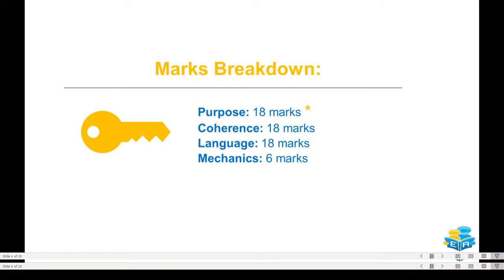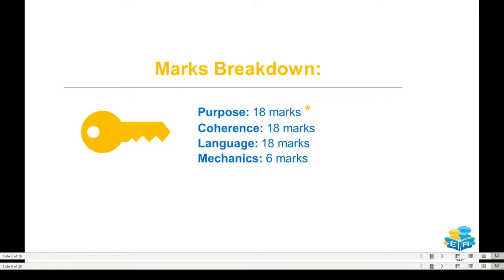So there are these guidelines that I think, if a student understands them, and understands the point of view that the examiner is coming from, then it's really, really useful for you. Okay, so hopefully this is ringing some bells with you, but it's the PCLM marking scheme. Purpose, coherence, language, mechanics, and it's 18, 18, 18 and 6.